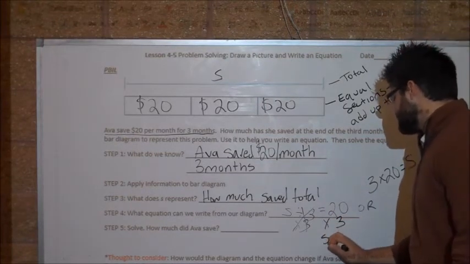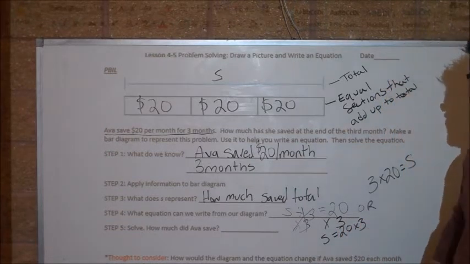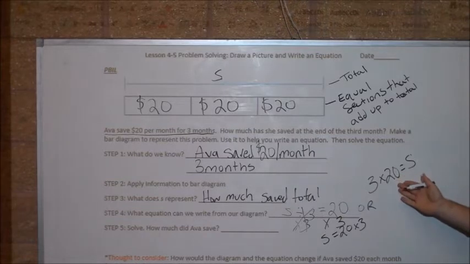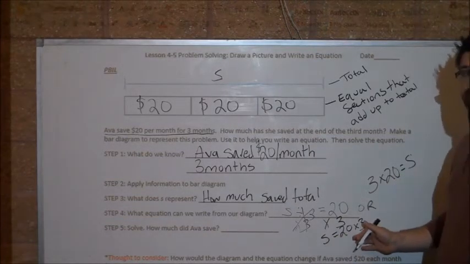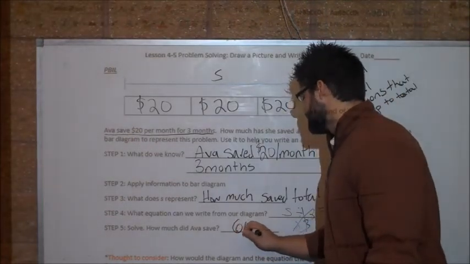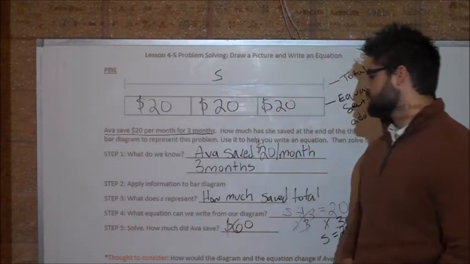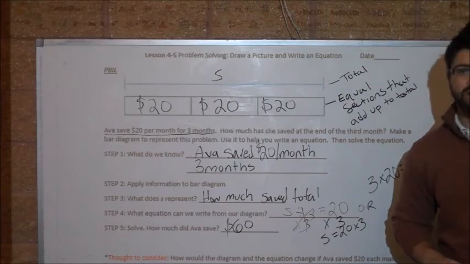So now I have S equals 20 times 3. And that ends up bringing us to the equation that we came up with over here. So now S equals 20 times 3. What's 20 times 3? Well, that's going to give us 60. So in the end, Ava ended up saving $60.